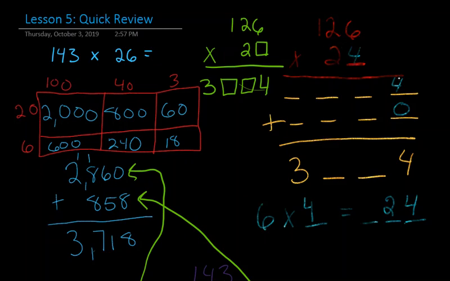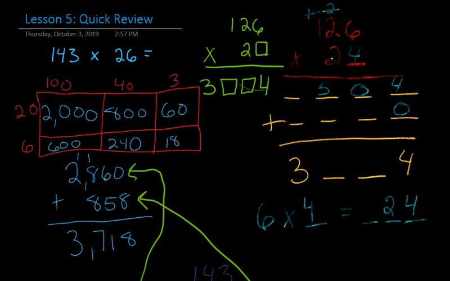So 4 times 6 is 24. Carry the 2. 4 times 2 is 8, with the 2 is 10. So I'm going to put a 0, and then I'm going to put my placeholder. I'm going to carry up my 1. 4 times 1 is 4, plus 1 is 5. And then I know I have to go on to the next place, okay?